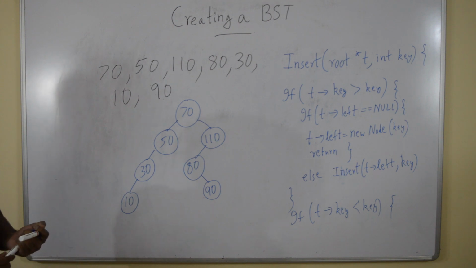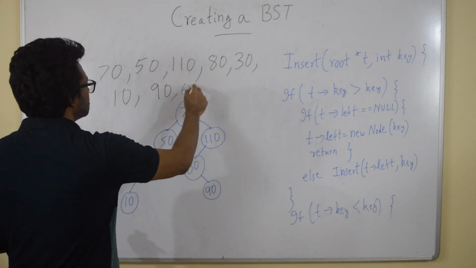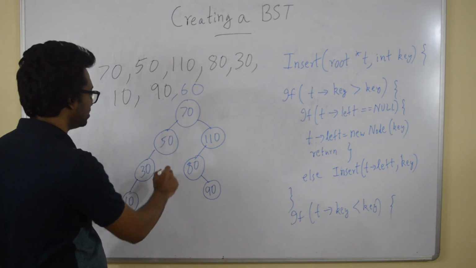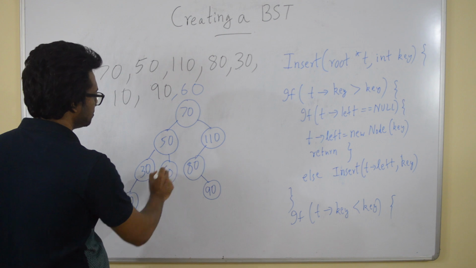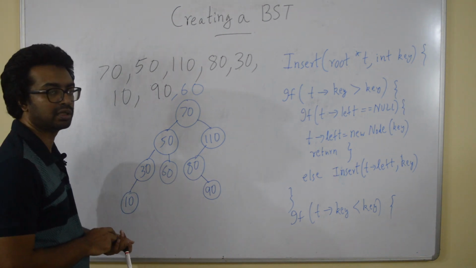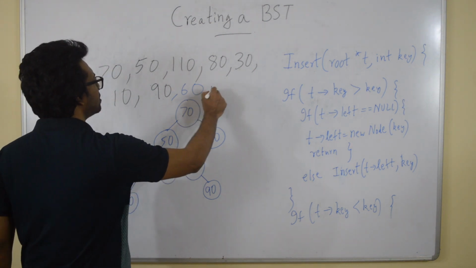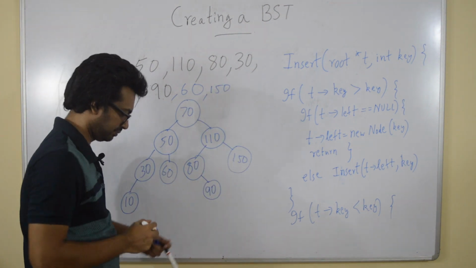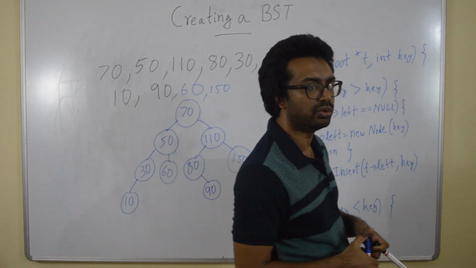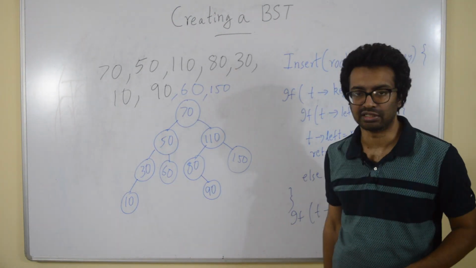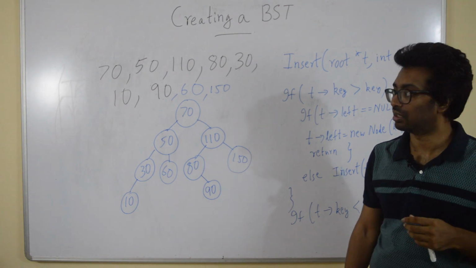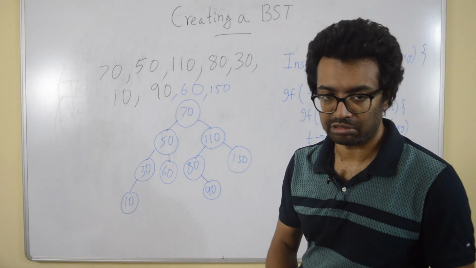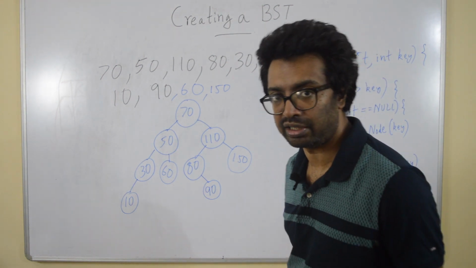Okay, if you had 60 here, okay, so 70, 50, 60. Right? Okay, 150. Right, so this is how you insert numbers into the binary search tree. Here comes the question. Let me give you a different sequence. Okay, and again, let's try to build the binary search tree for it.